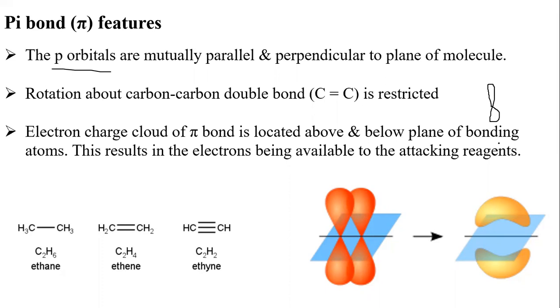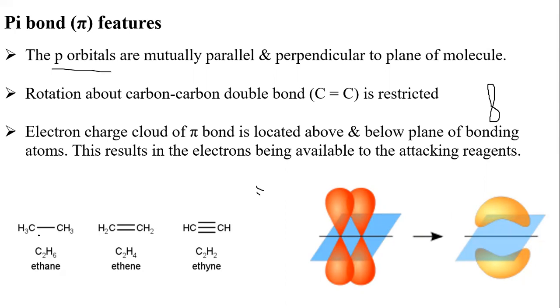So the rotation of a carbon-carbon double bond is restricted. We cannot rotate the double bond very easily, but we can rotate the single bond very easily. We will learn why only the single bond is rotated and not the double bond. I will explain all this in coming classes. So rotation about the carbon-carbon double bond is restricted.